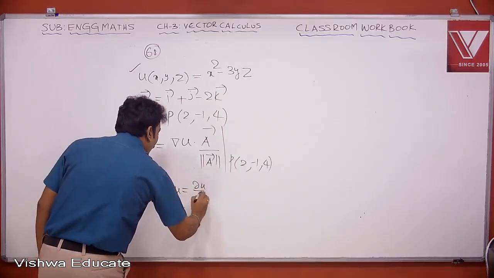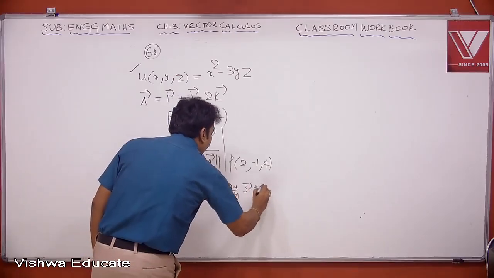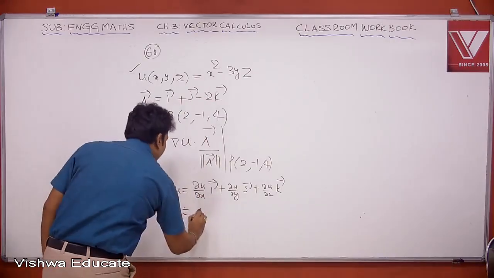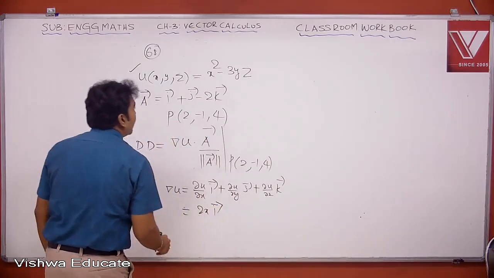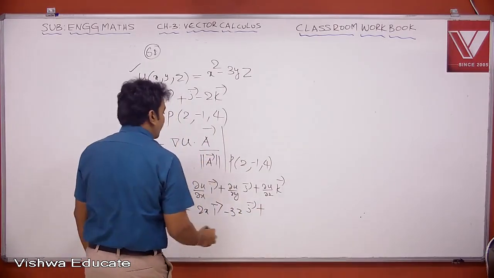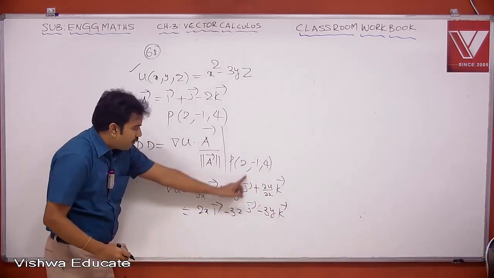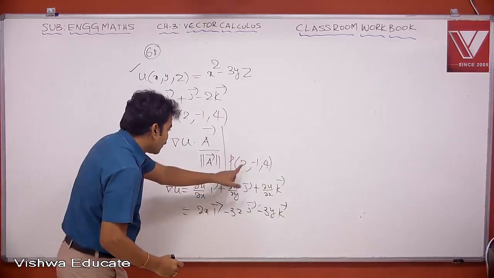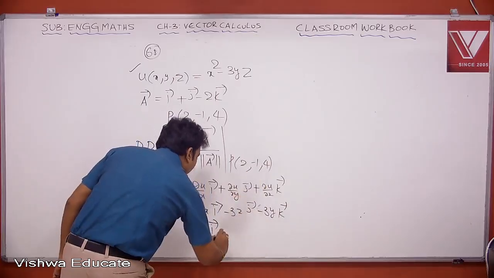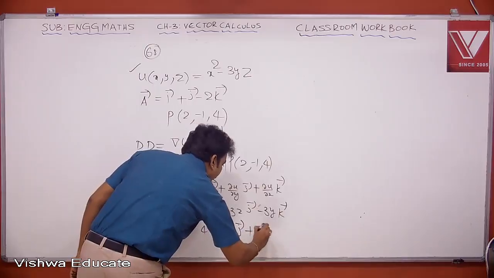Del u equals dou u by dou x i bar plus dou u by dou y j bar plus dou u by dou z k bar. Now what is dou u by dou x? 2x. So this is 2x i bar. Dou u by dou y is minus 3z j bar, plus dou u by dou z is minus 3y k bar. Now let us replace the x, y, z values by the point here itself. The x value is 2, therefore this is 4i bar. The z value is 4, so this is minus 12j bar. The y value is minus 1, so this is plus 3k bar.